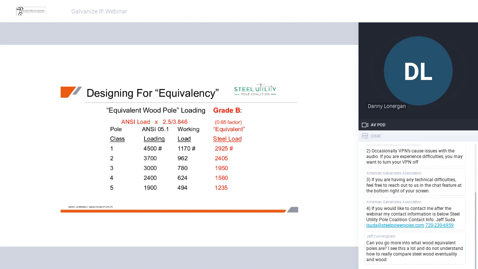So you can run the math over pretty quickly, where you would take, if you look at a class 1 pole at 4,500 tip load for wood, it would be 0.85 versus 0.65. In effect, the NESC allows the wood to have a higher load in relation to the code, in relation to grade C, allowing the application, the design of the application.